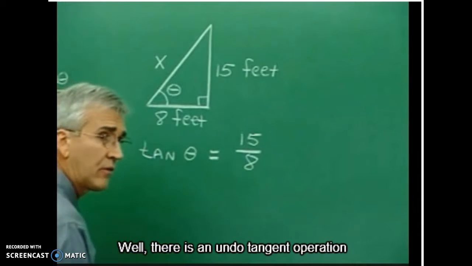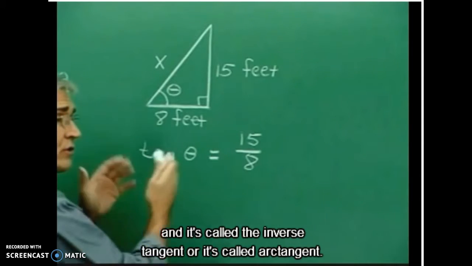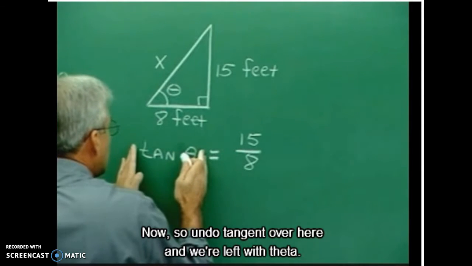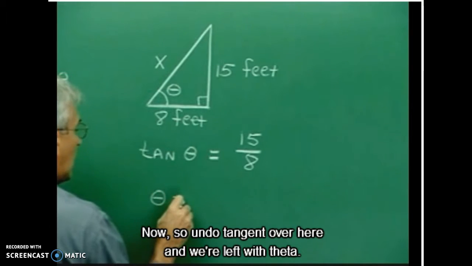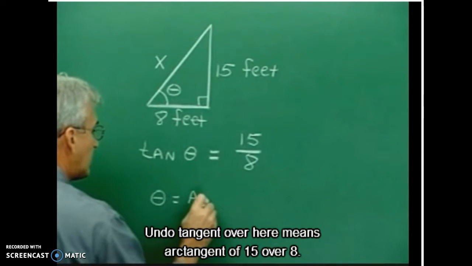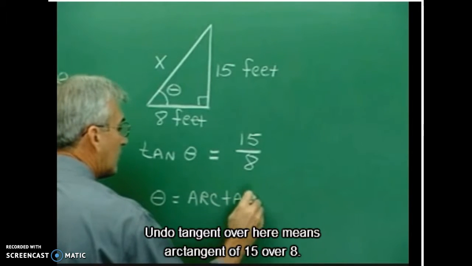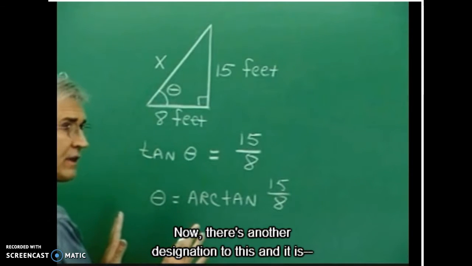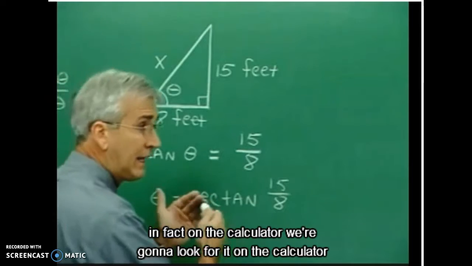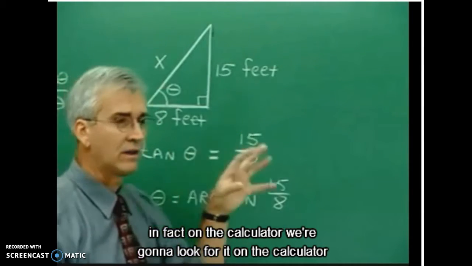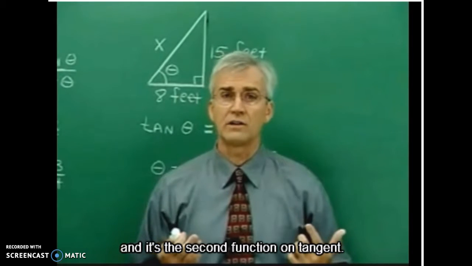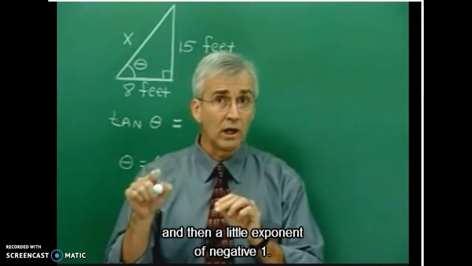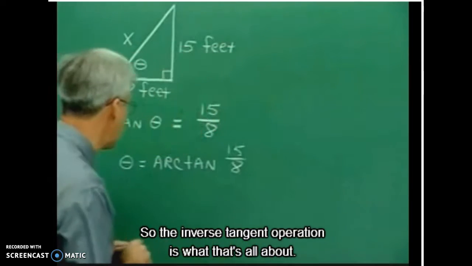Well, there is an undo tangent operation, and it's called the inverse tangent, or arctangent. So undo tangent over here, and we're left with theta. Undo tangent over here means arctangent of 15 over 8. Now, there's another designation to this, and we're going to look for it on the calculator. It's the second function on tangent, and you'll see the marking on it. It has tan and then a little exponent of -1. So the inverse tangent operation is what that's all about.